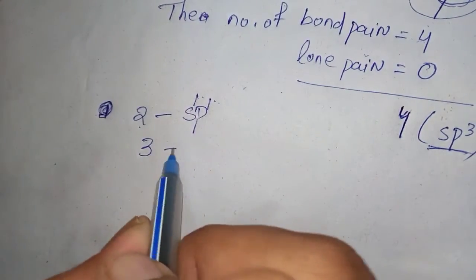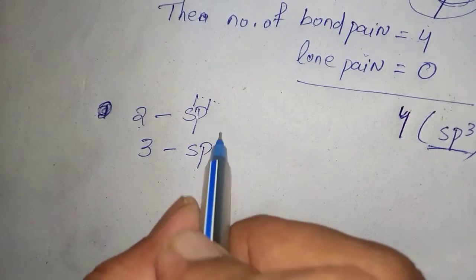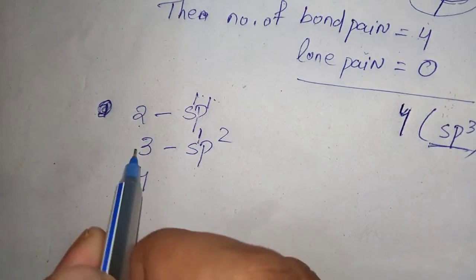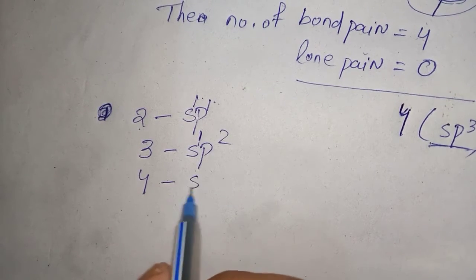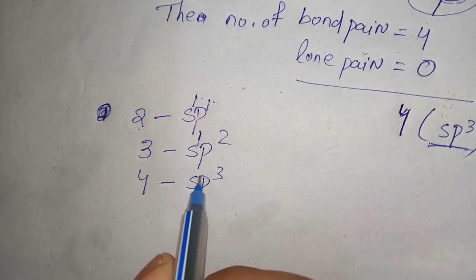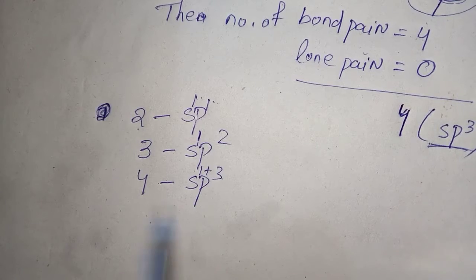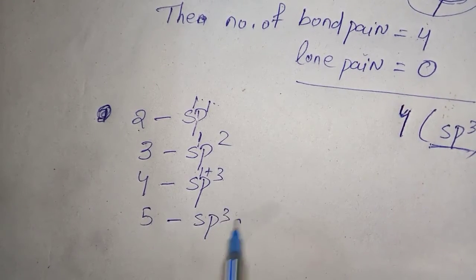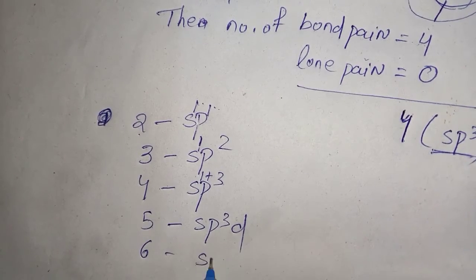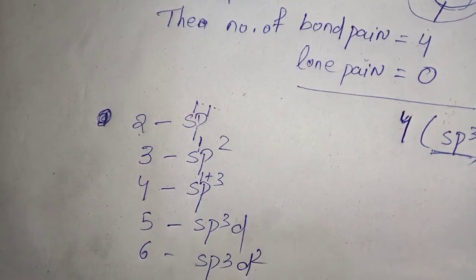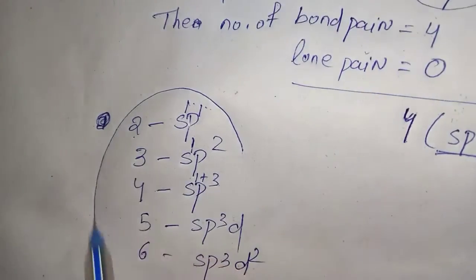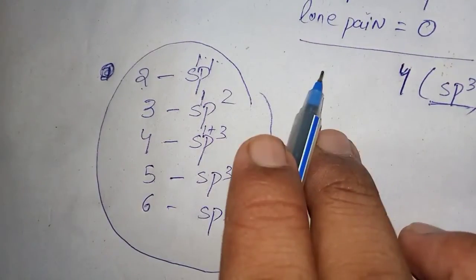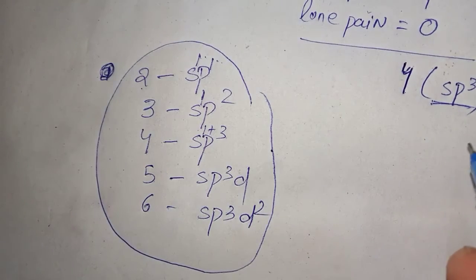If this summation is 3, this is sp2 hybridization. 2 plus 1 is equal to 3. If the summation is 4, it is sp3 hybridization. 3 plus 1 is 4, and in the same way if there is 5, this is sp3d and 6 is sp3d2. You have to remember all these values. Okay, and this is one method of how to calculate the hybridization.